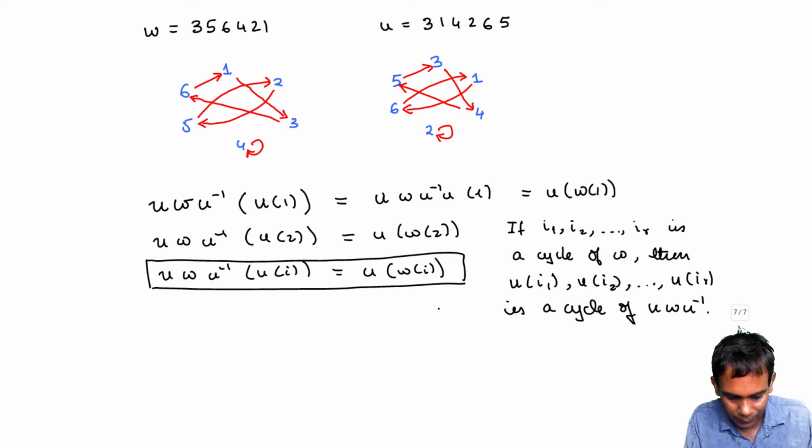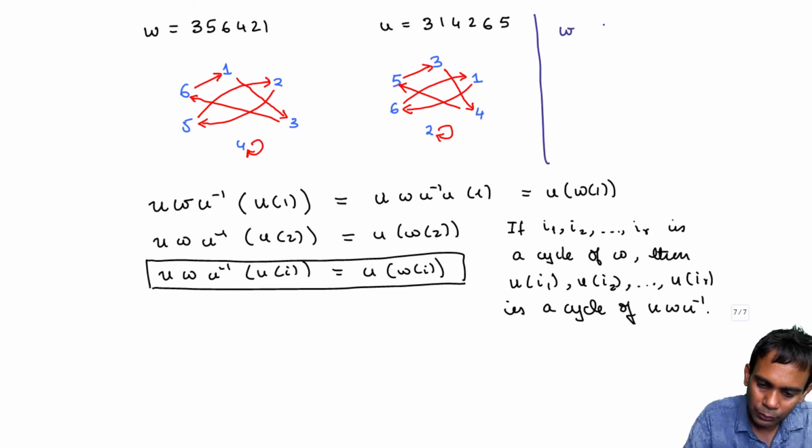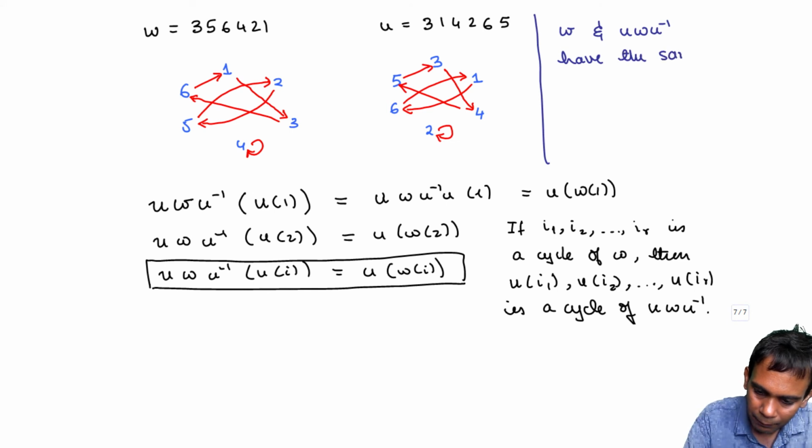what it's saying. Because if I1 goes to I2 under W, then UI1 goes to UI2 under UW inverse. And if I2 goes to I3 under W, then UI2 goes to UI3 under UW inverse, and so on. So what we have is that W and UW inverse have the same cycle time.